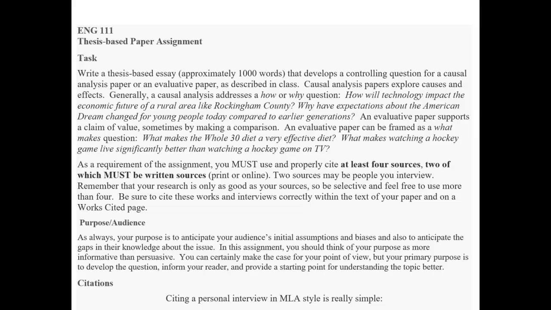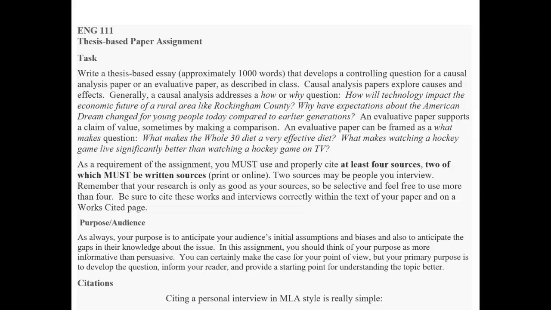Similarly, if we're looking for, why have the expectations for the American dream changed from earlier generations? Again, we're a more mobile society, so maybe that increases some expectations. In other ways, a lot of traditional jobs have gone away. Most people don't work for one company for 30 or 40 years, so that would be another way in which expectations have changed. So that's how we'd handle a causal analysis topic.